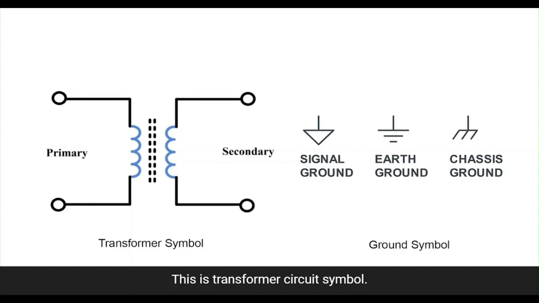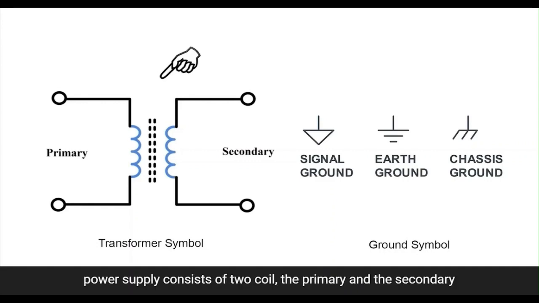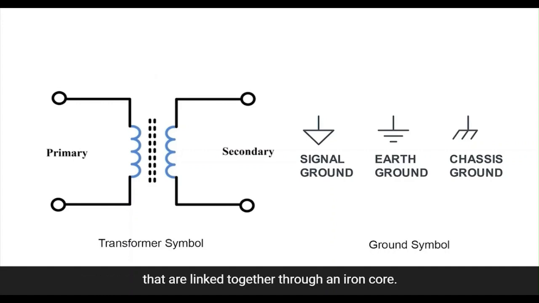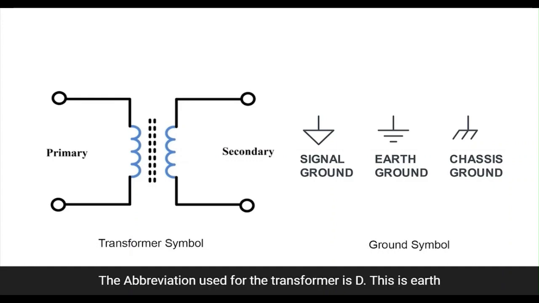This is the transformer circuit symbol. It is used as an AC power supply and consists of two coils, the primary and the secondary, that are linked together through an iron core. There is no physical connection between the two coils. The principle of mutual inductance is used to obtain power. The abbreviation used for the transformer is T.